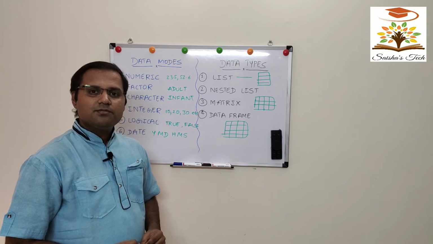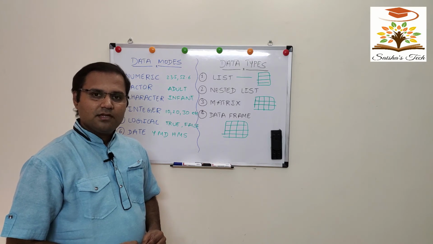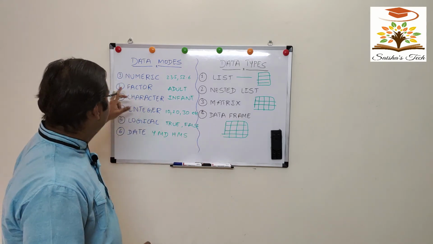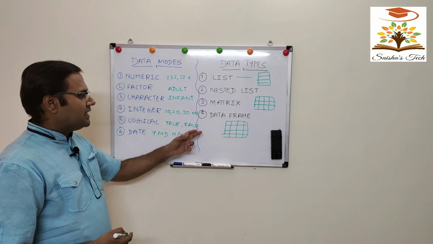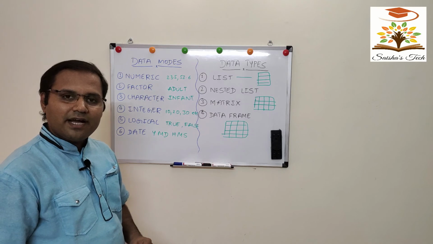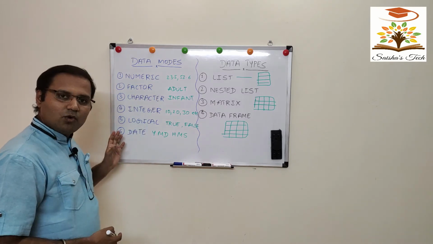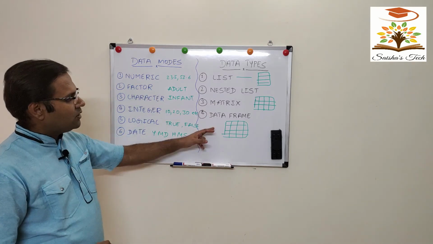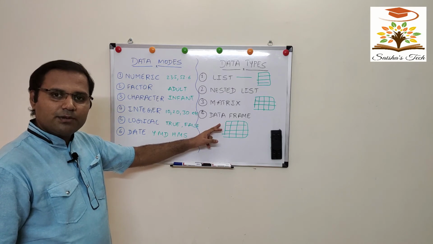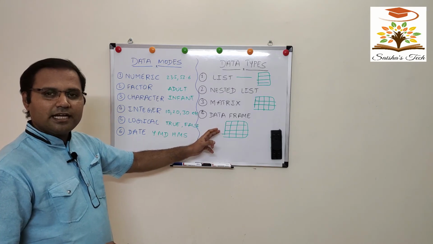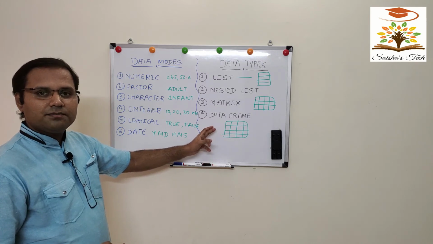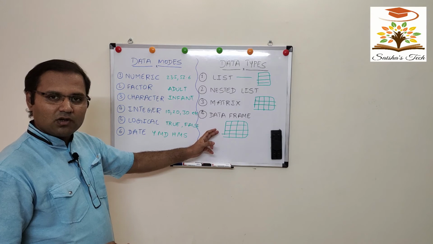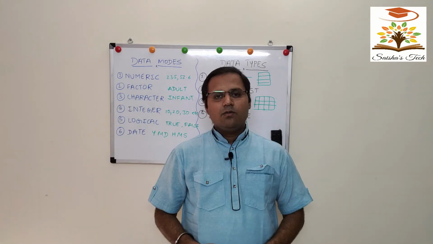Now, the main difference between the matrix and the data frame is matrix can store any one of the data modes, whereas data frame can store column wise all the data modes. Example: it can store in one column age of the people, in another column it can store the logical values, in the third column it can store date values, and so on. Now let us understand the practical approach through RStudio.